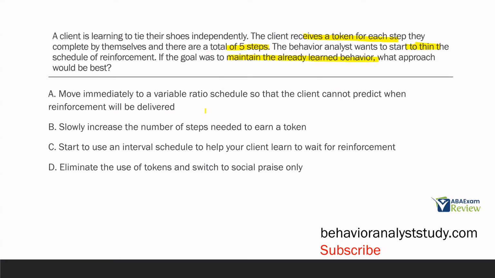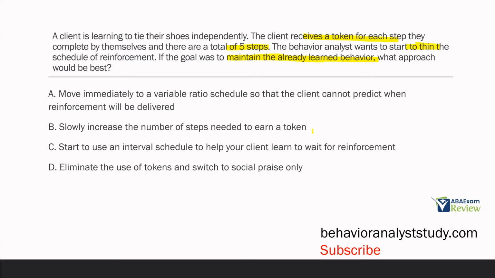So A, move immediately to a variable ratio schedule so that the client cannot predict when reinforcement will be delivered. Well, we got to remember, variable ratio schedules are typically the strongest schedule there is because they are so unpredictable. So if your goal is to maintain the already learned behavior, you want to be very careful about what schedule you're choosing. Moving to a VR schedule immediately might not be your best option.